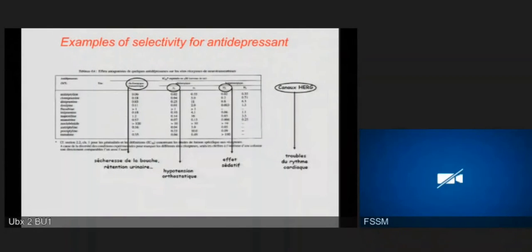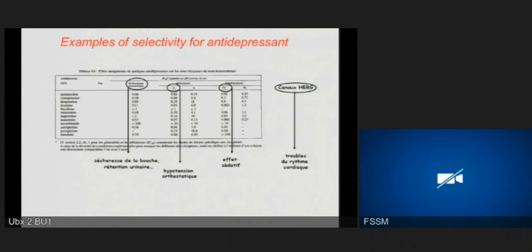Then, this is the problem of posology. So here you have some French, so you will learn French. This is good for you. So, you have an example of selectivity for antidepressant, and you will understand maybe the problem of old antidepressant drugs, and the benefit of the newer ones.